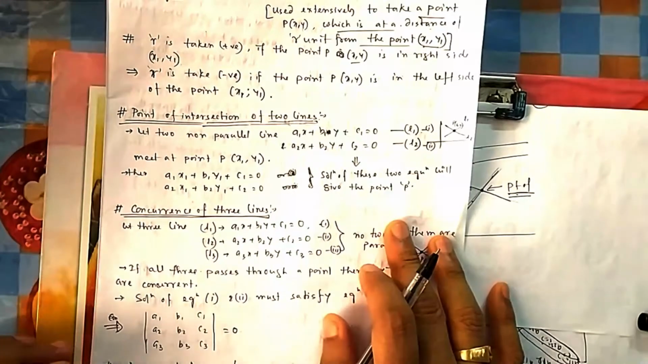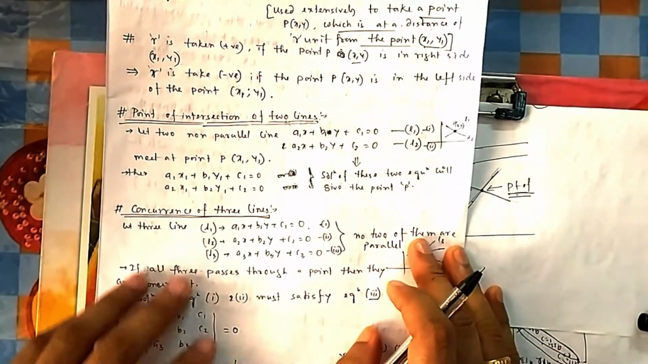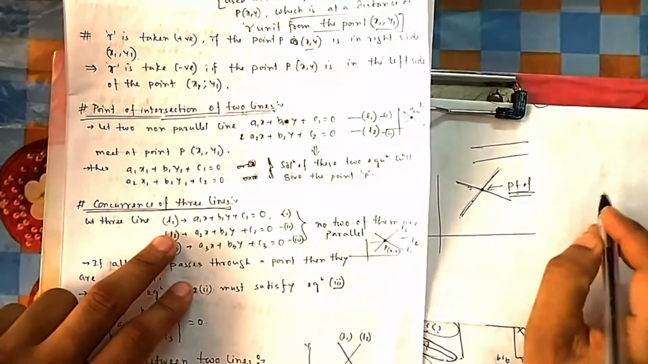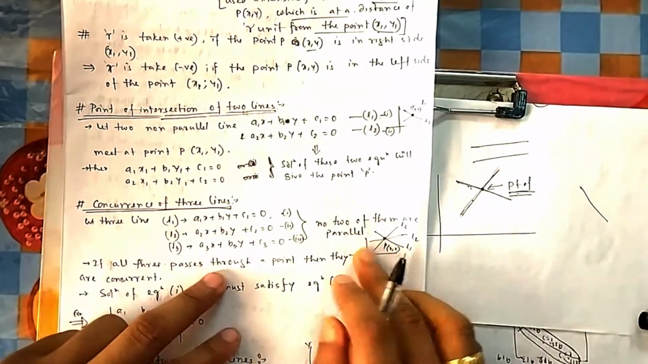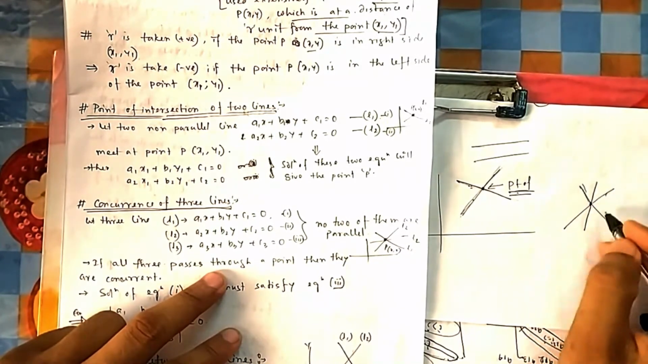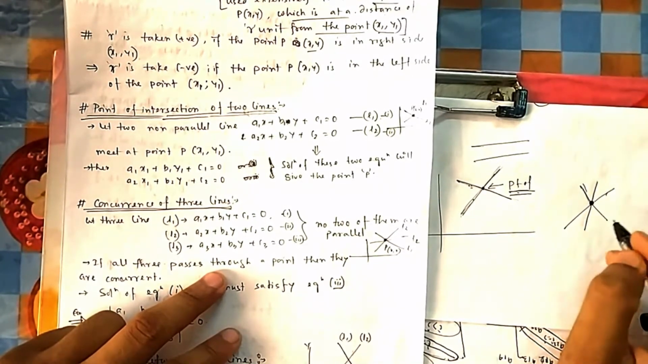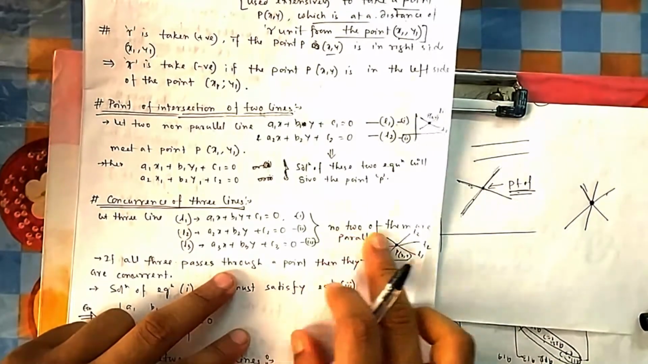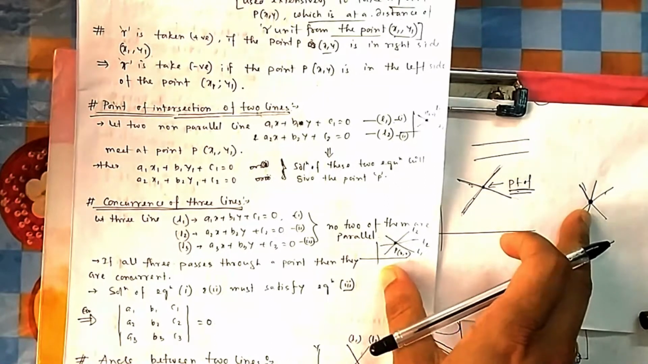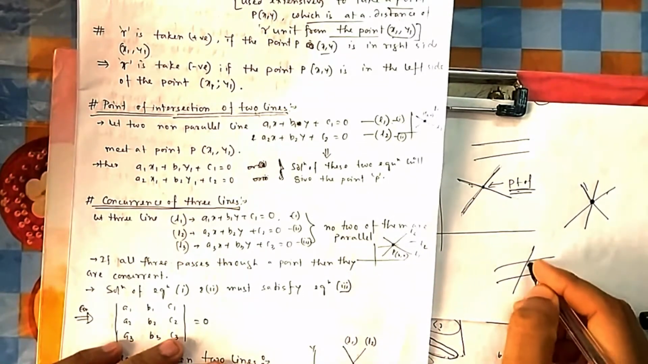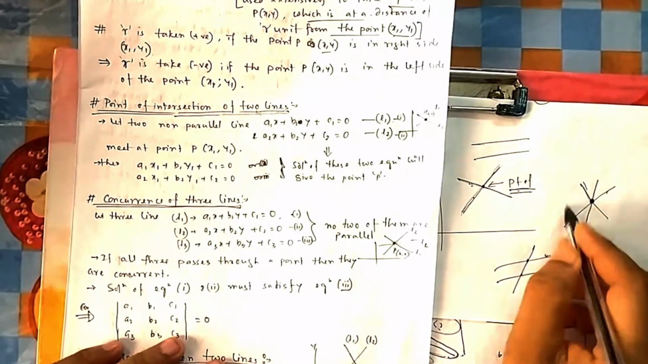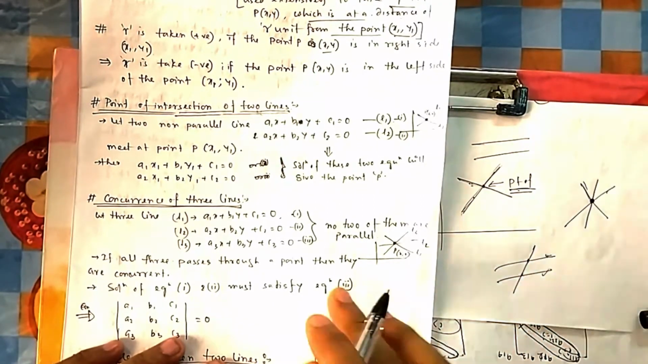Now, what is concurrence? Concurrent lines, or concurrence of three lines. Suppose you have three lines and no two of them are parallel, because concurrent means that if two of them become parallel, then the three will not pass through the same point. Concurrent means all three should cut each other, and they should cut each other at the same point. That's why I have written that no two of them are parallel. If two of them are parallel, then all three will not cut, because those two will not cut and there will be no common point.